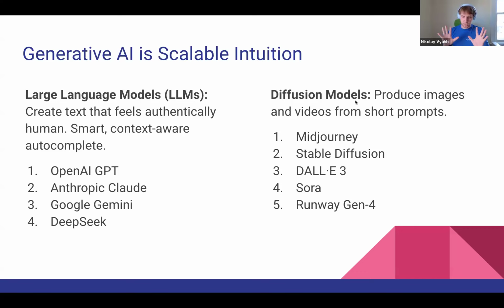And another type of AI models are diffusion models, and they produce images or videos from short prompts. Common models are Midjourney, Stable Diffusion, DALL-E, Sora from OpenAI, Runway Gen-4, and the Hailuo models. So these are diffusion models, other than large language models. They operate a little bit differently, and I will explain how soon.